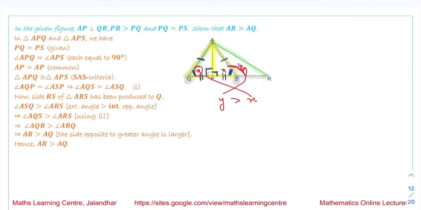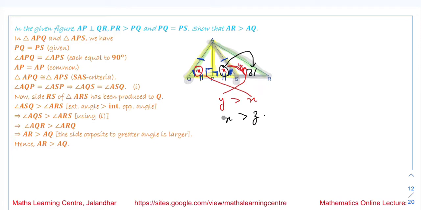Now if we look at the triangle ASR, in this triangle suppose this angle is say Z, then this is the exterior angle and this is the interior opposite angle. So what we get is that X is greater than Z.